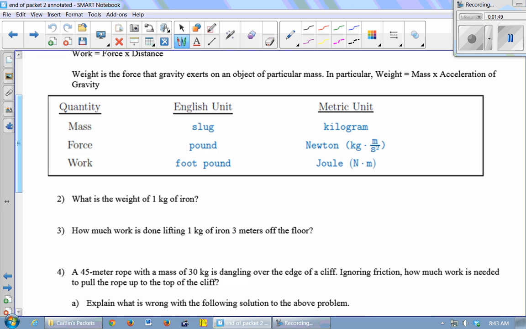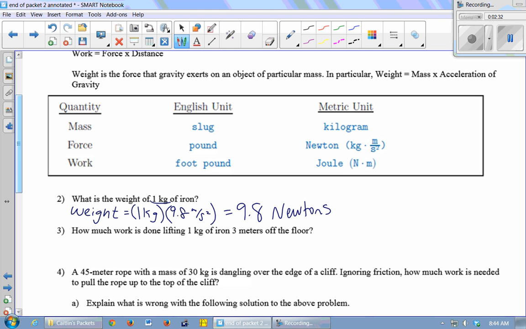All right, what is the weight of 1 kilogram of iron? 9.8 newtons. Yeah, right. Weight, remember, is mass times acceleration. So weight is mass, 1 kilogram, times acceleration of gravity, in this case 9.8 meters per second squared. And we end up with 9.8. What's my unit? Newtons.